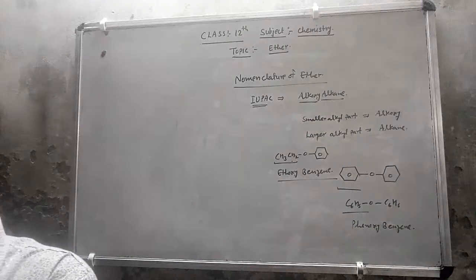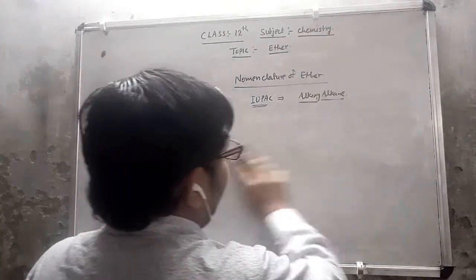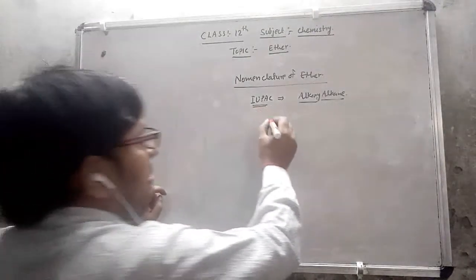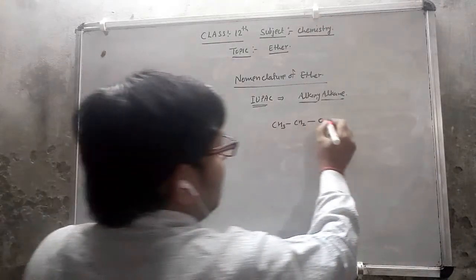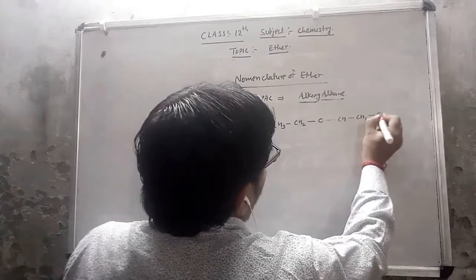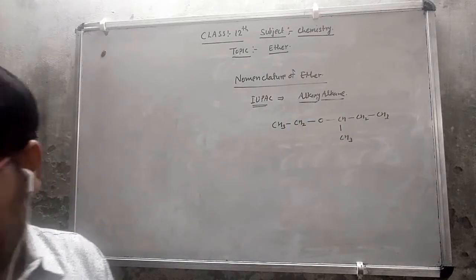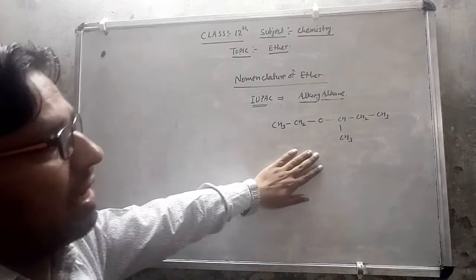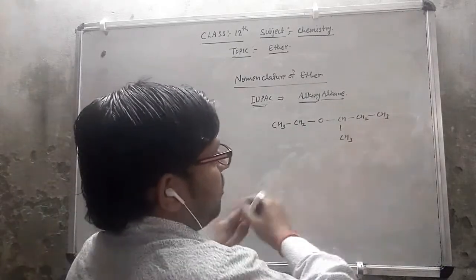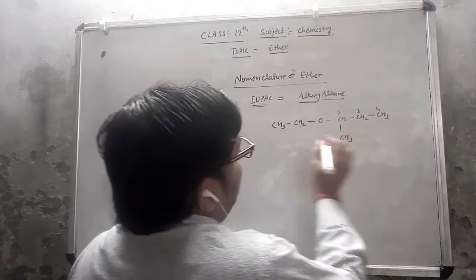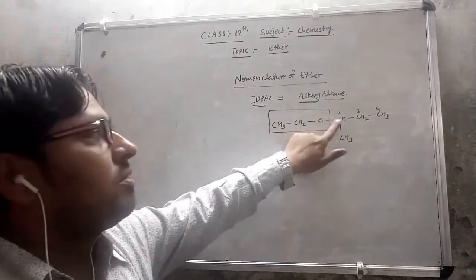Some more examples I will discuss with you. Suppose I have here CH3 CH2 single bond O, then CH CH2 CH3, and this is CH3. Now how to give its name? First of all, whatever the larger chain of the alkyl group is, give the number. If you see, the larger chain is this: 1, 2, 3, 4, and this is the smaller chain. So this part is the alkoxy. On which number is it available? On the second carbon this part is available.